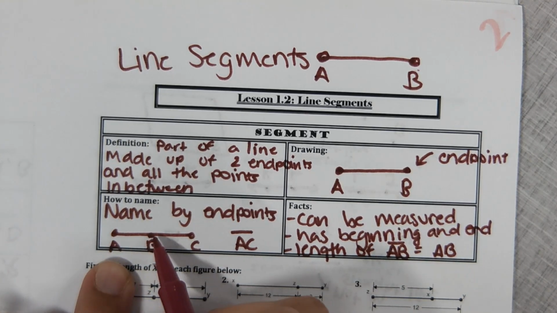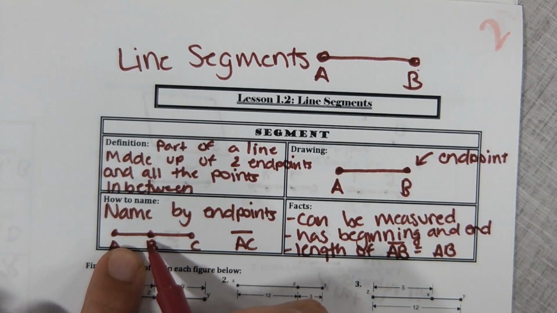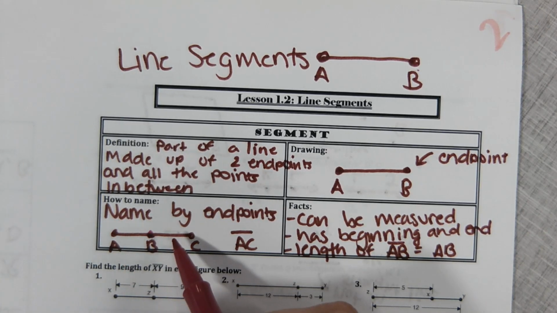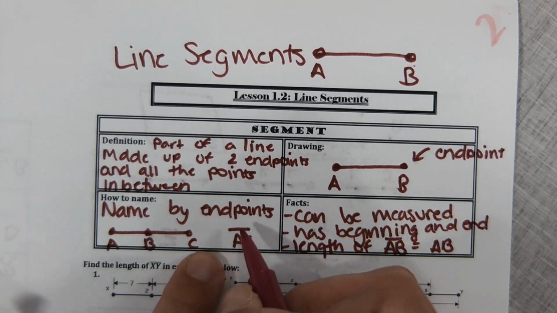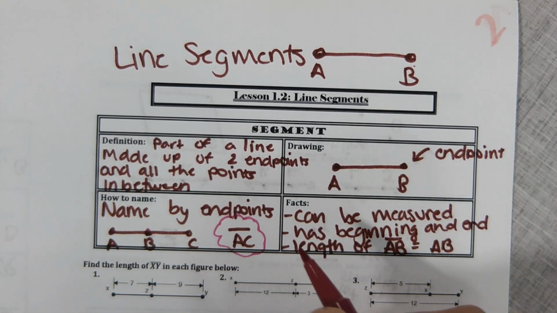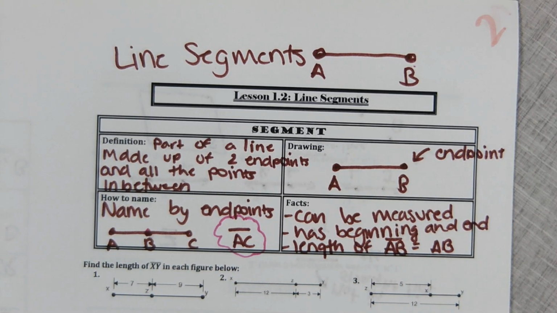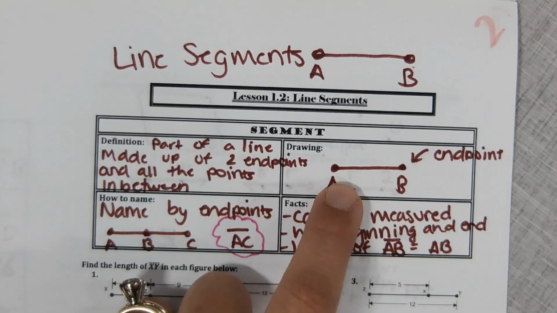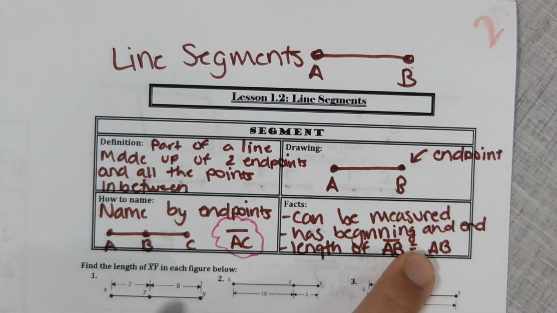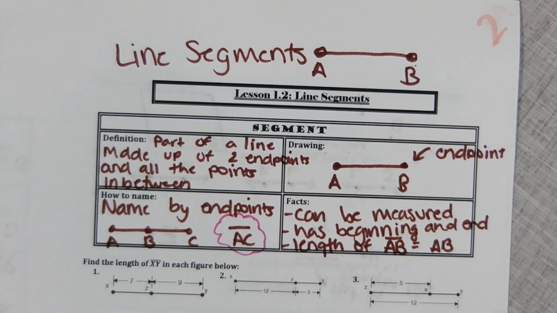Sometimes there are other points on the line segment. So this one has point B in the middle. But when you name the line segment, you name it by the endpoints. So this would be segment AC, and this is the abbreviation for line segment AC. Some facts: it can be measured because it does have a beginning and an end. And the length of segment AB is equal to this, and we'll see this symbolism in a little bit.